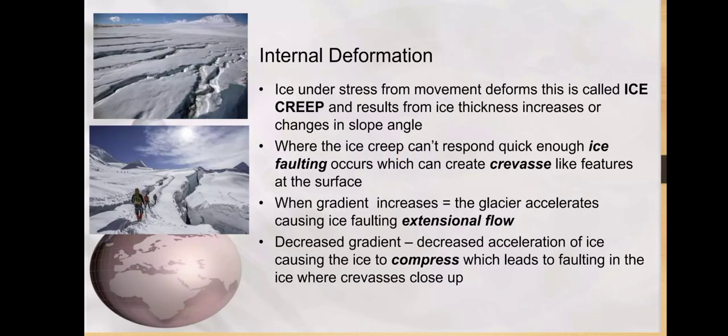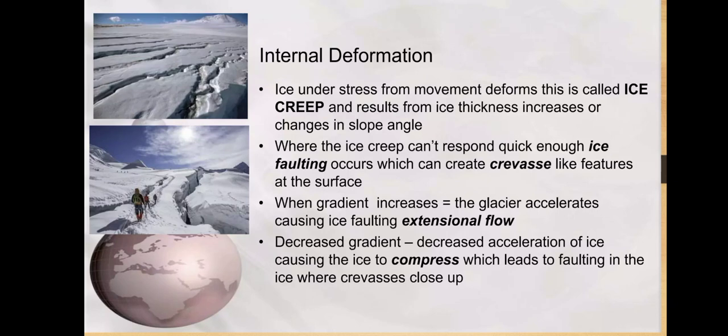Another example, we have also here the internal deformation. The ice under stress from movement deforms. This is called ice creep. That results from the ice thickness increasing or changes in slope angle. Where the ice creep can't respond quickly enough, ice faulting occurs, which can create crevasse-like features on the surface.